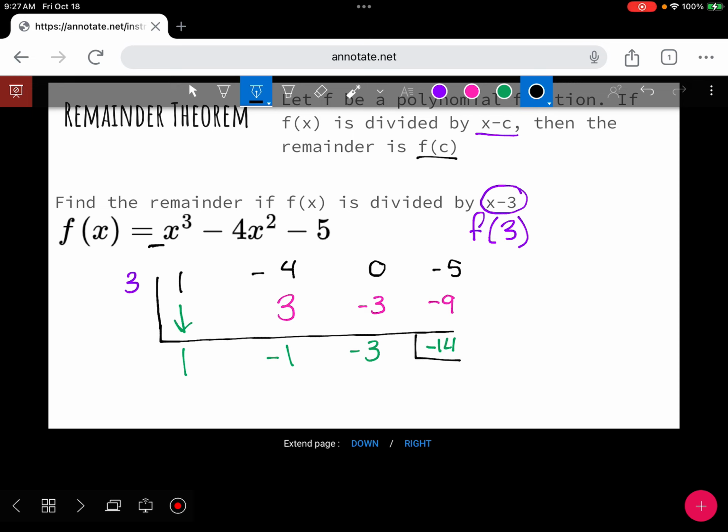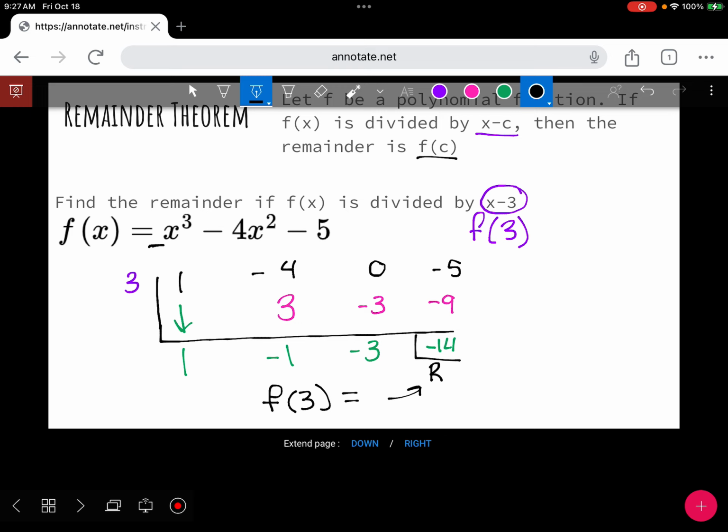So what our remainder theorem tells us is that this remainder right here should be the exact same value as f of 3. Should be the same as this remainder. And that's what we're going to check.